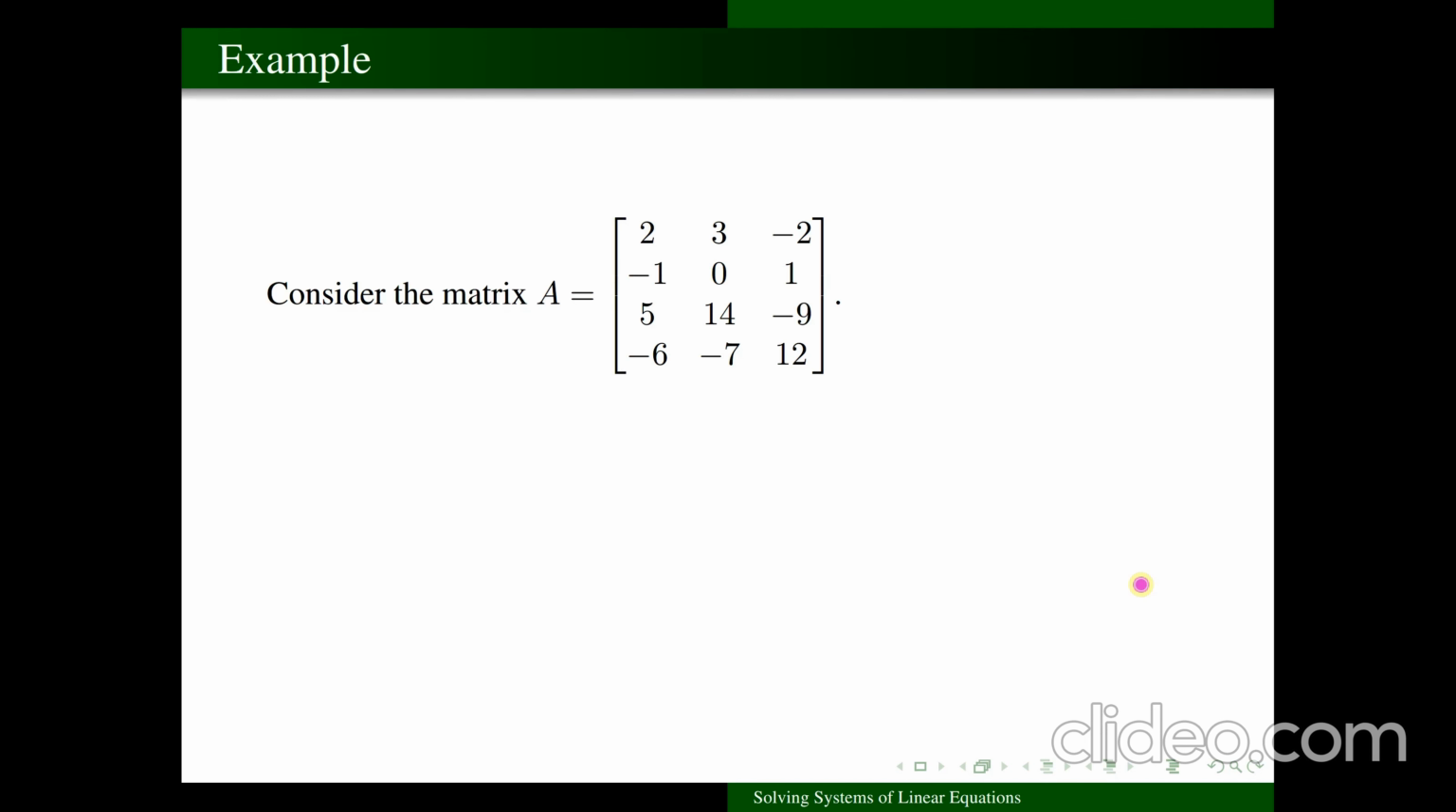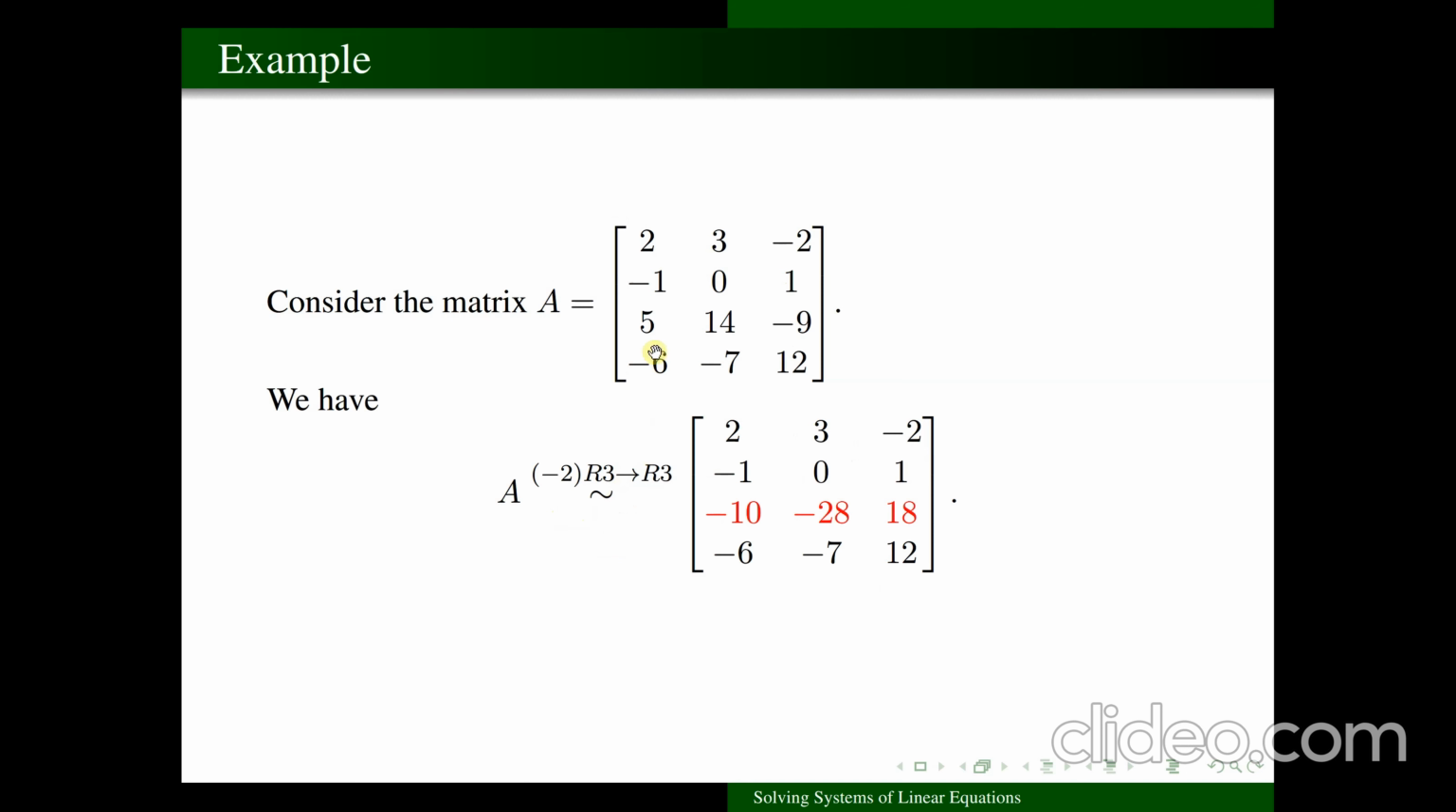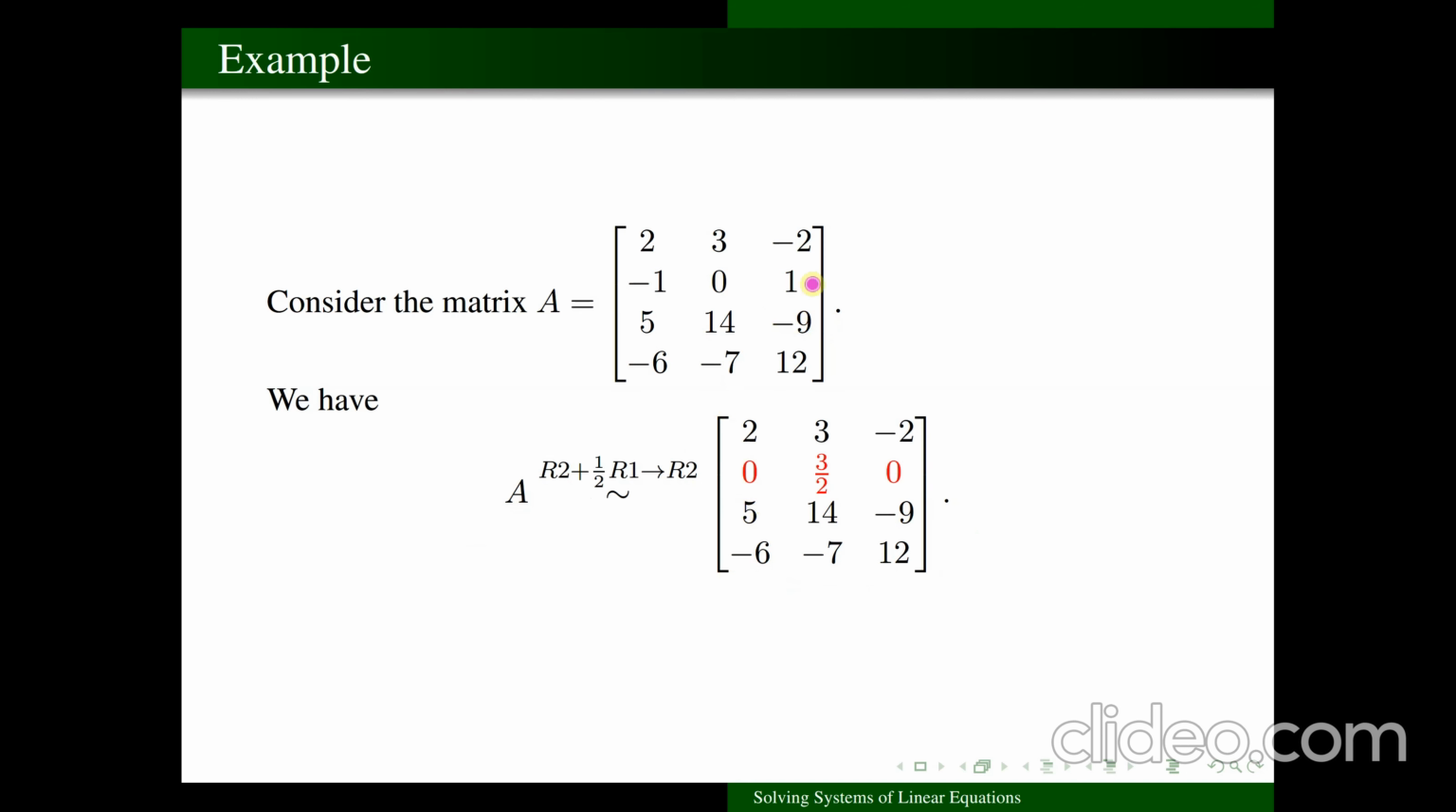To illustrate the definition, let's consider this 4 by 3 matrix A. Interchanging rows 2 and 4 of A will produce this matrix, which is row equivalent to A. Multiplying the third row of A by -2 and replacing the third row by the result will produce this matrix, which is also row equivalent to A. And if we take the first row of A, multiply it by 1/2, add the result to the second row, and replace the second row of A by the result, then we obtain this new matrix, which is also row equivalent to A.